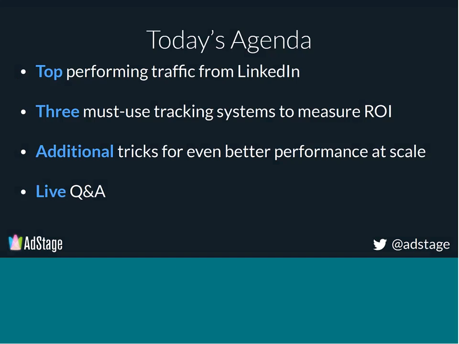So at the beginning, what we want to do is gloss over the macro level trends of what LinkedIn is as a network. Specifically, why is it interesting to advertisers? And there are a few tips and tricks there. AJ is going to take it away from there and talk about 3 must-use tracking systems to measure ROI.